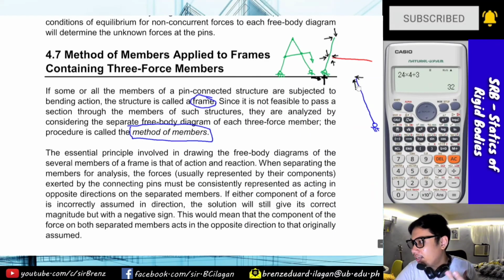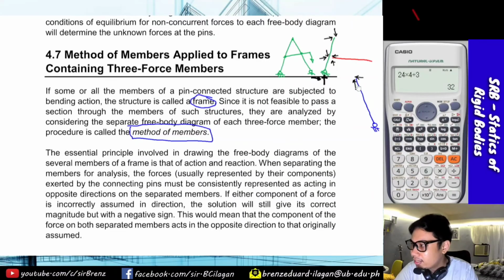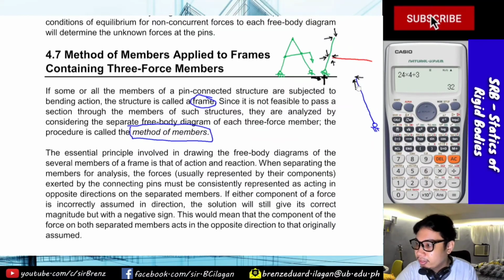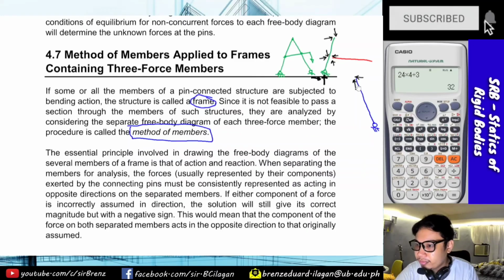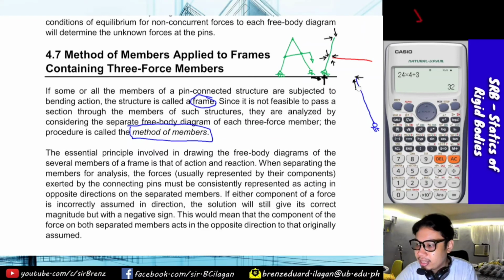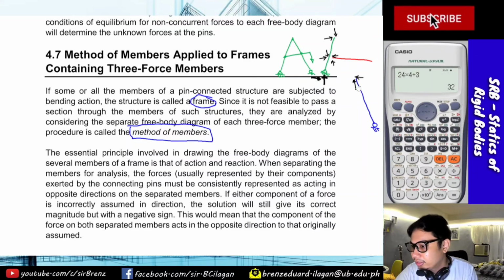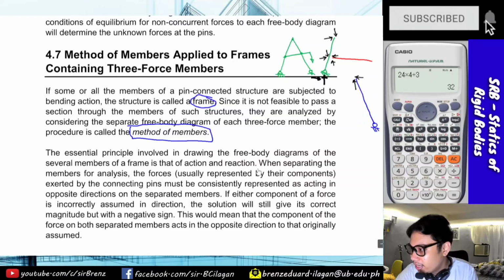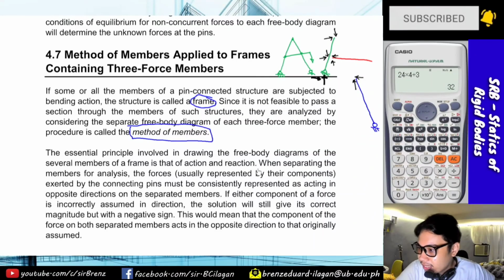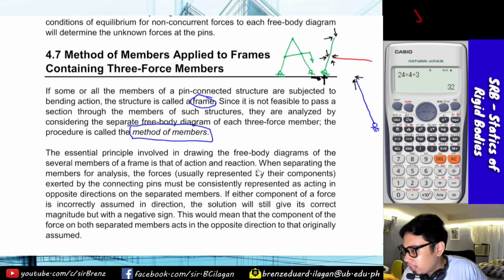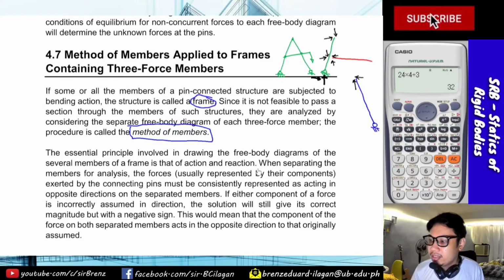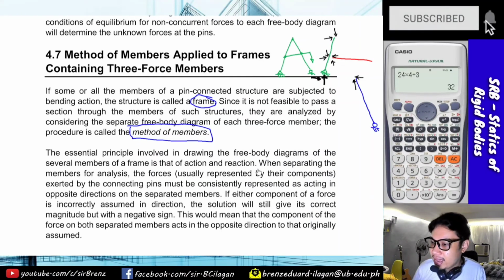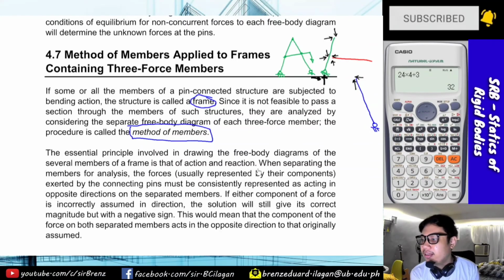You separate it, divide it into its separate members, then you make a free body diagram for it, where it should just balance. If the direction on one side is upward, then at its other connection it should be downward so that they cancel. So, the essential principle involved in drawing the free body diagram of the several members of a frame is that of action and reaction. When separating the members for analysis, the forces, usually represented by their components, exerted by the connecting pins must be consistently represented as acting in opposite directions on the separated members.